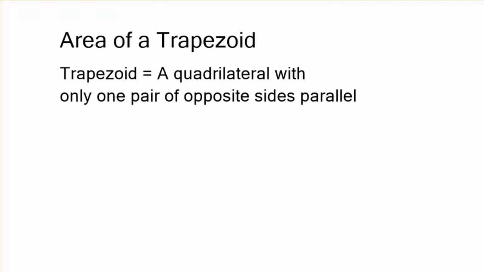In this lesson, you're going to learn about the area of a trapezoid. Now, the trapezoid is just a quadrilateral, a four-sided figure with only one pair of opposite sides that are parallel. Well, what does that mean? Let's draw a picture of this.